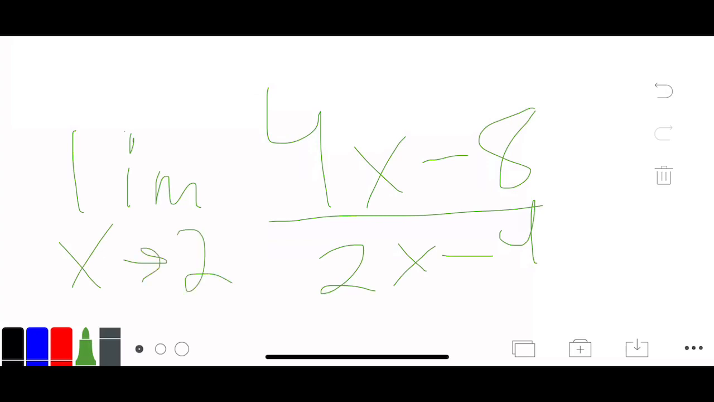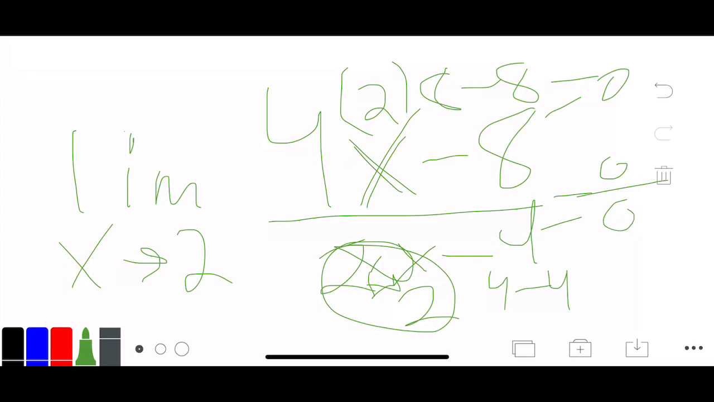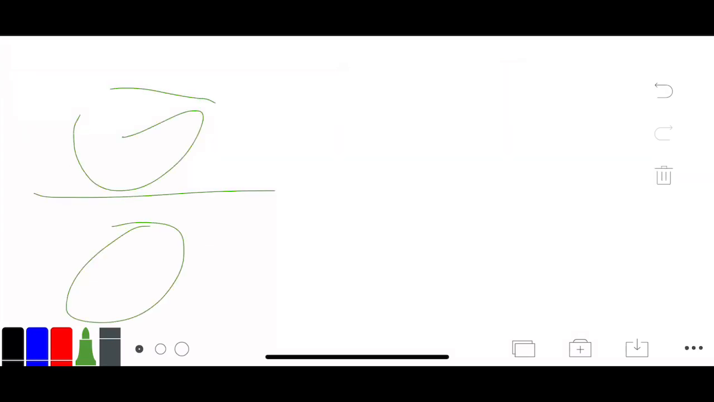So you want to plug it in. You have 4 times 2, which is 8, minus 8 is 0. Then 2 times 2 is 4, and 4 minus 4 is 0. So you get 0 over 0. That means you have to do more work. So when you see 0 over 0, more work.